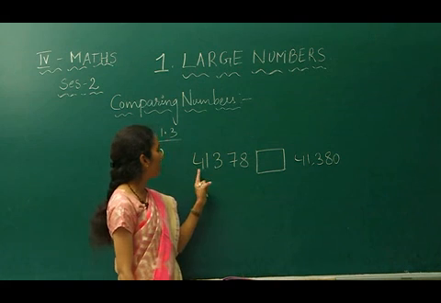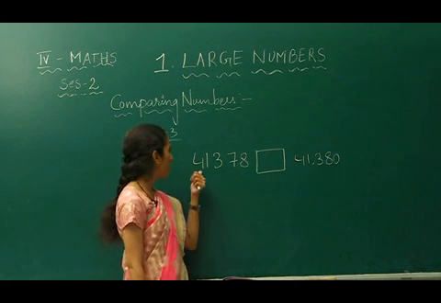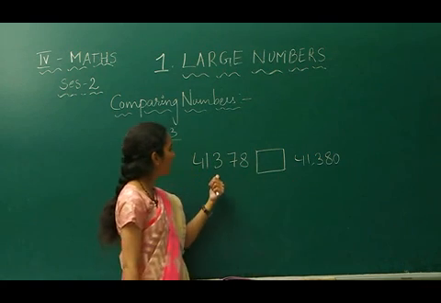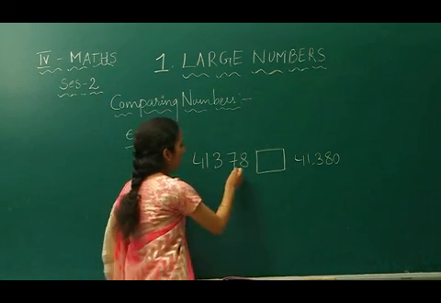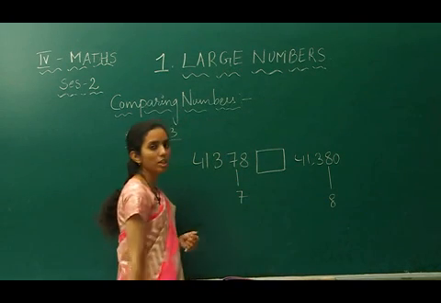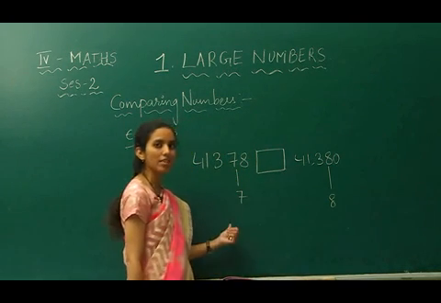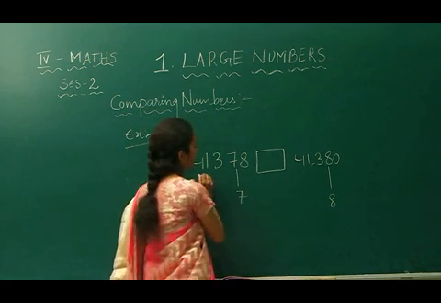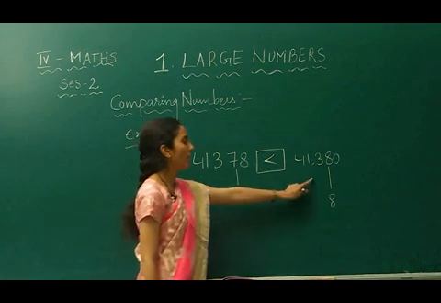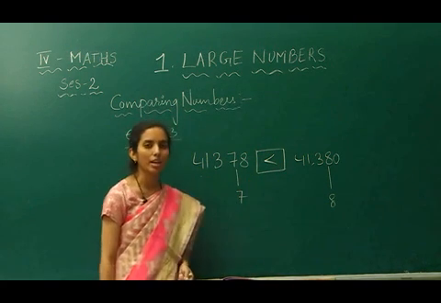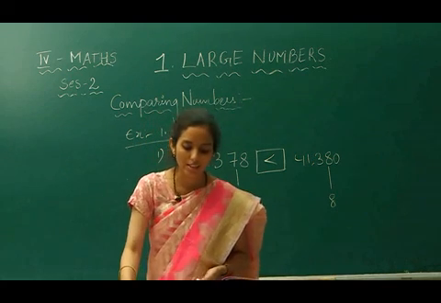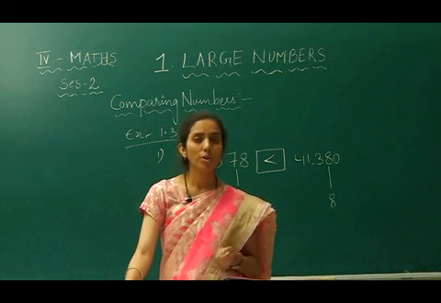So, how do we compare? We compare from the left side. So, 4 here and 4 here, 1 here and 1 here, 3 here and 3 here, but here it is 7 and here it is 8. So, which is bigger? 8 is bigger and 7 is smaller. So, 41,378 is smaller than 41,380. So, in this manner there are a few more examples for your practice. You can do it easily.